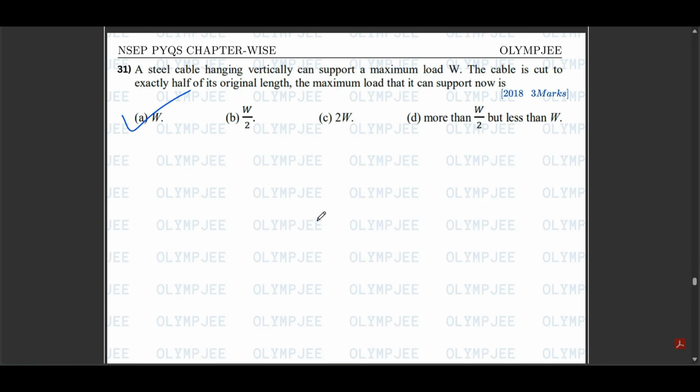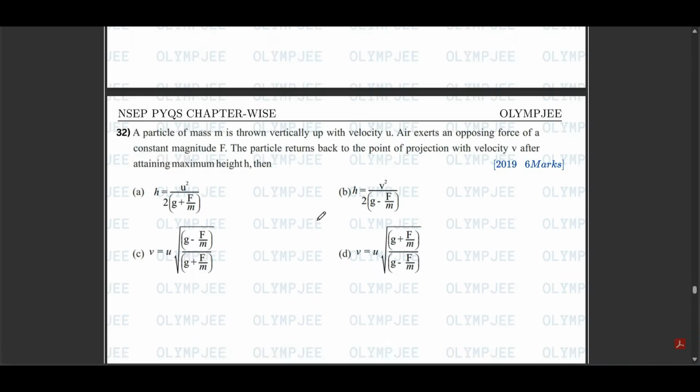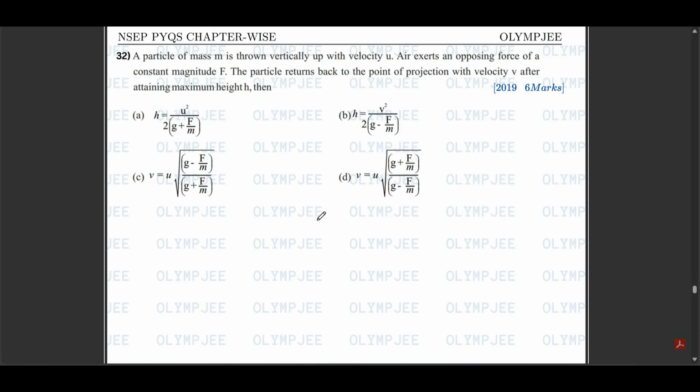So this was a conceptual question. And moving on to question 32, it says that a particle of mass small m is thrown vertically up with velocity u. Air exerts an opposing force of a constant magnitude f. The particle returns back to its point of projection with a velocity v after attaining maximum height h.